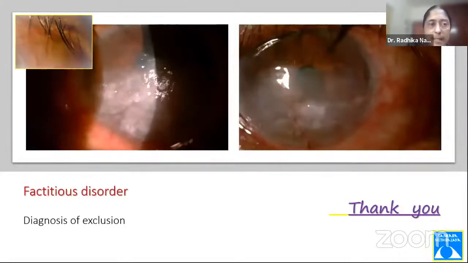So last but not the least, factitious corneal disorder, self-induced ocular surface inflammation, is a diagnosis of exclusion. So this usually presents bilaterally, and there is very little anterior chamber involvement, and the inferior portion of the eye is involved because the patients have more access to this. So this is a high school boy who was treated for recurrent staph immune marginal lid-related disease, but you can see in the inset that the lid is clean.